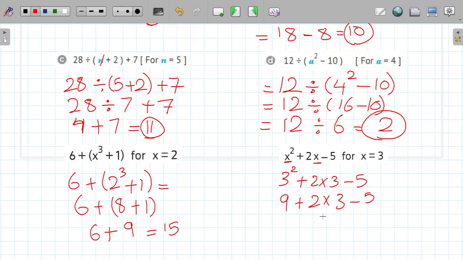Next, I will do the multiplication operation, so it will be 9 plus 2 times 3 equals 6 minus 5. 9 plus 6 equals 15, and 15 minus 5 equals 10. So the value of the expression for x equals 3 is 10. Okay.